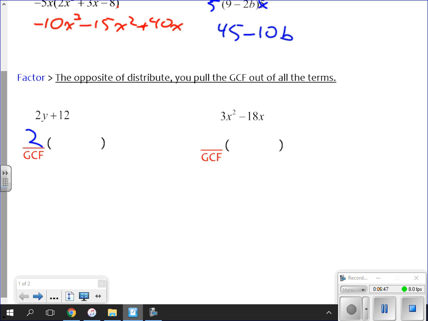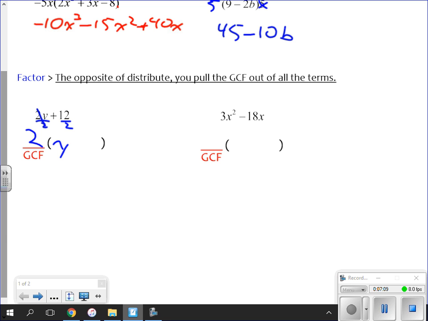So I pull out a 2. What's left behind? What I'm doing essentially is dividing both of those terms by 2. So here, this one, the 2's cancel. The 2's are gone. I had a 2, I took the 2. What's left behind? I have a y that's left behind. I have to have that y that's left behind.